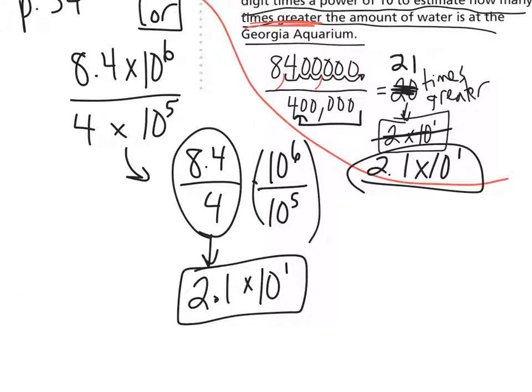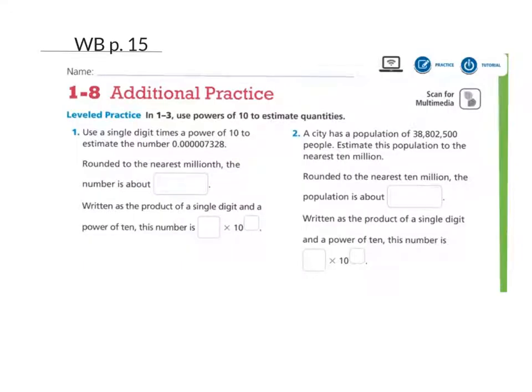The other option, I guess as a third option, would be 8 4/10. You could say that's about 8, and then 8 divided by 4 is 2, and that would come out exactly as 2 times 10 to the 1st. So either of those answers would be fine for that one. So look at workbook page 15.